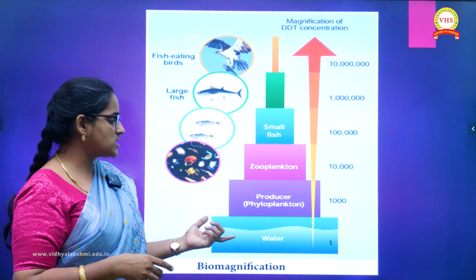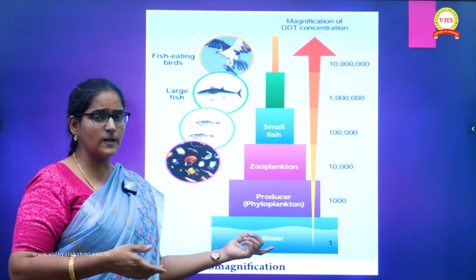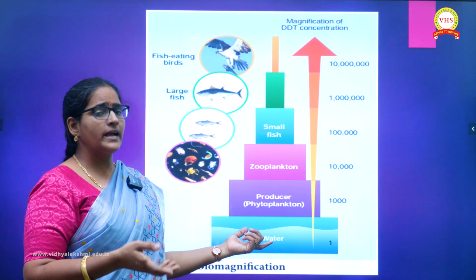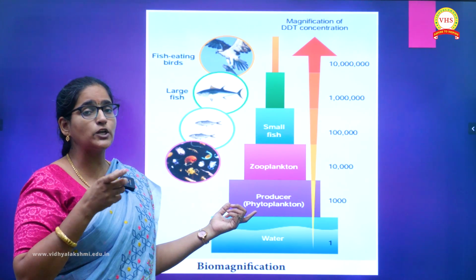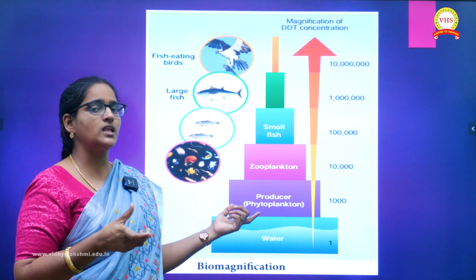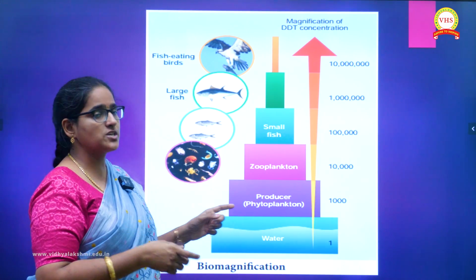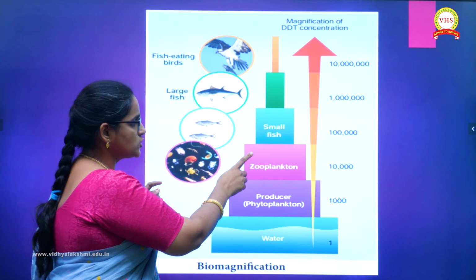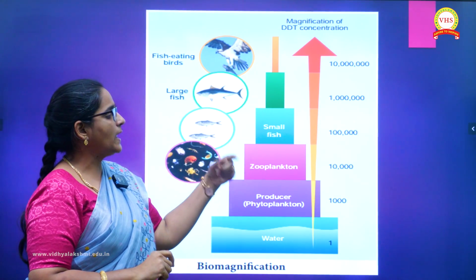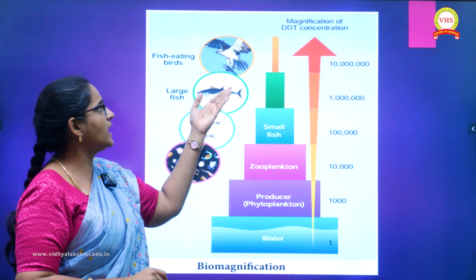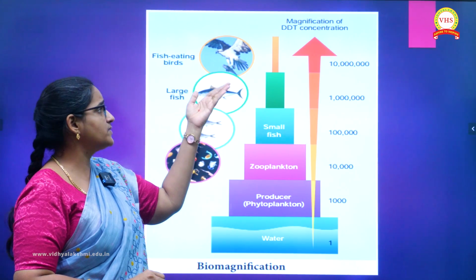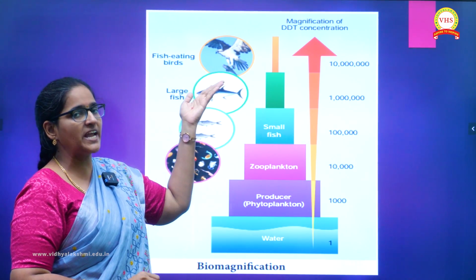In the aquatic ecosystem, the water is the ultimate source. In the water, you can see the producers. Producers here are called phytoplanktons. Phytoplanktons are nothing but microscopic plant structures. These phytoplanktons are consumed by the zooplanktons. Zooplanktons in turn are consumed by small fish, small fish are consumed by large fish, and these large fish will be consumed by the fish eating birds.